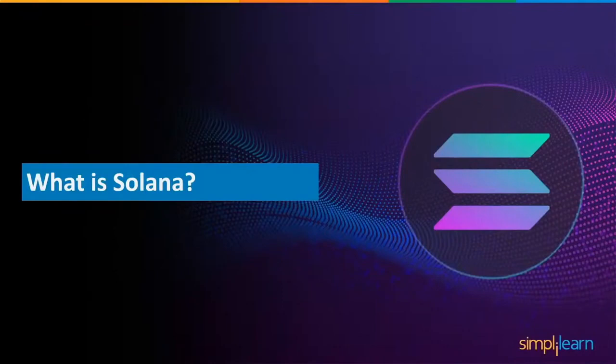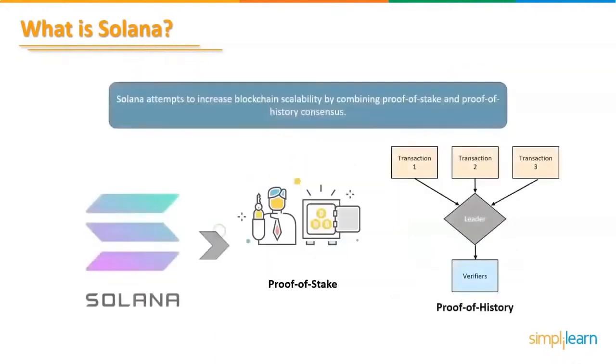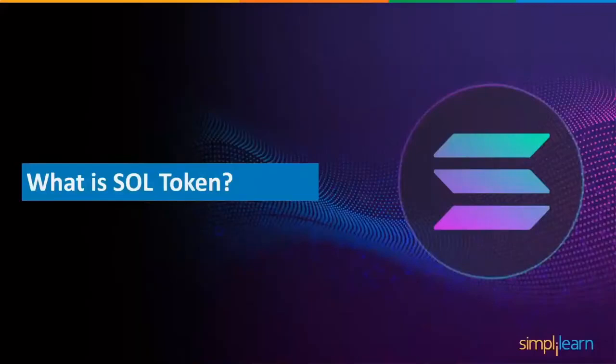Let's explore what is Solana. Solana is a cryptocurrency that is used to pay for transactions on a decentralized computing network. Solana attempts to increase blockchain scalability by combining proof of stake and proof of history consensus. As a result, Solana promises to be capable of processing 50,000 transactions per second while maintaining decentralization. Now the question arises, what is the SOL token?